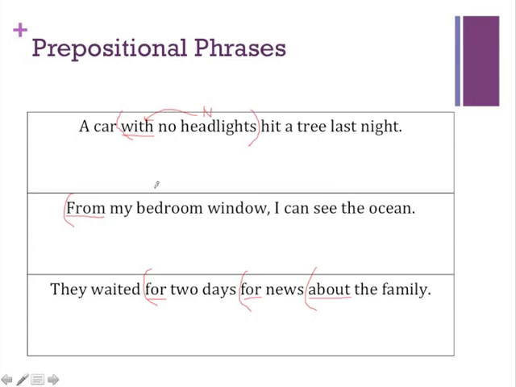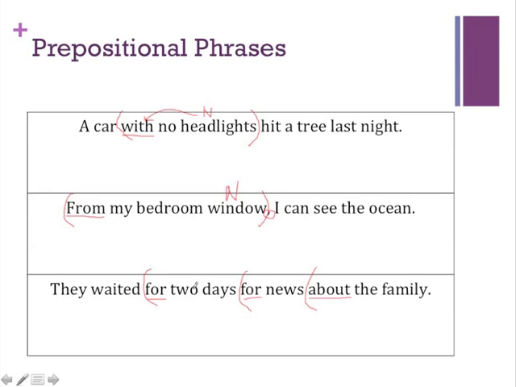Now, sometimes prepositional phrases are easier to spot if they begin the sentence. In this case, as you can see, we do have punctuation to help us. But again, that's not always going to be there to help. So we need to identify that the word window is the noun in this particular phrase, and this is where the prepositional phrase ends.